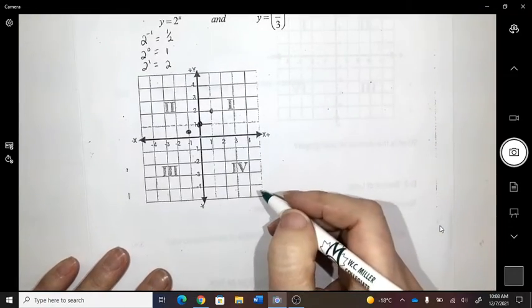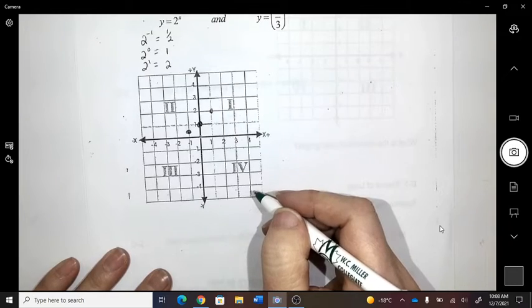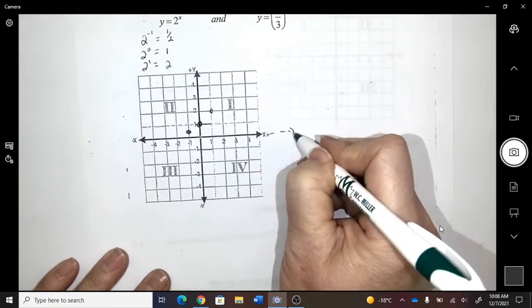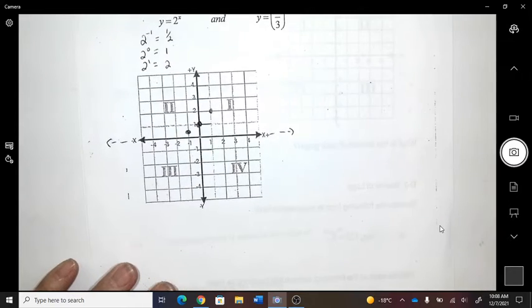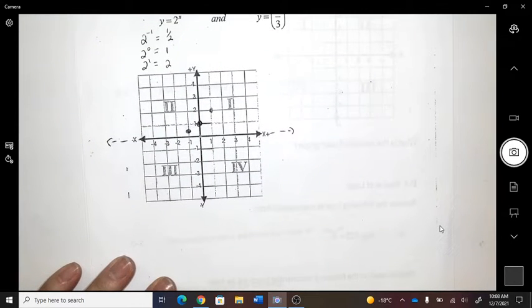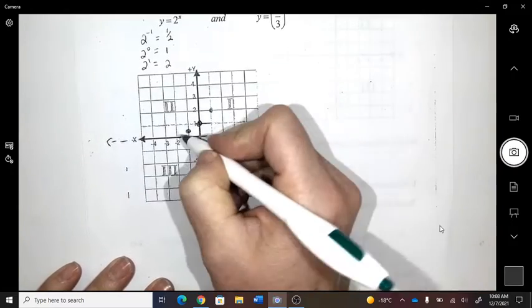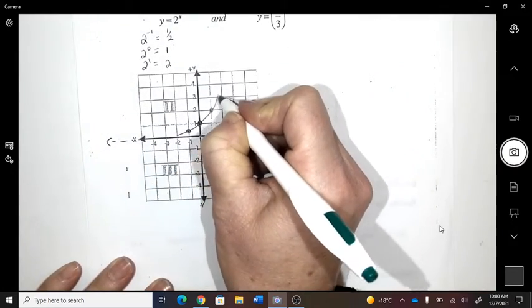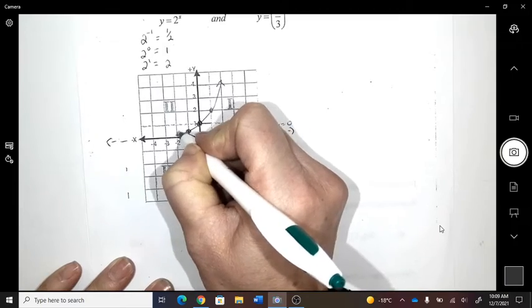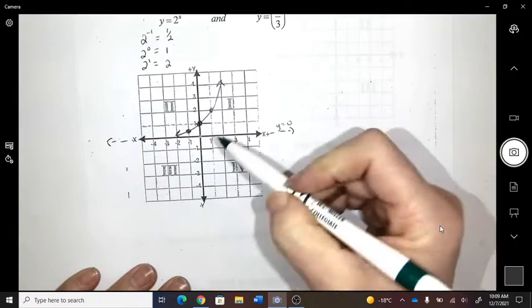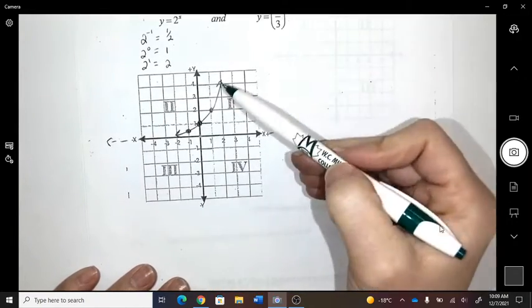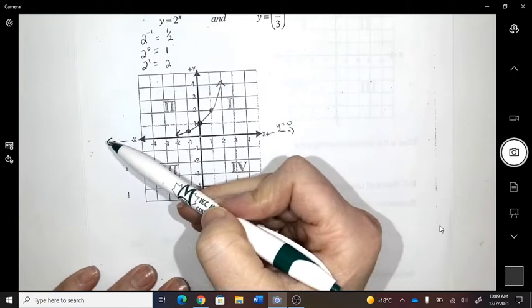And what do I know about an asymptote here? There should be an asymptote. y = 0 is the asymptote. And our equation will increase as we go up. As we go left, it flattens at 0.